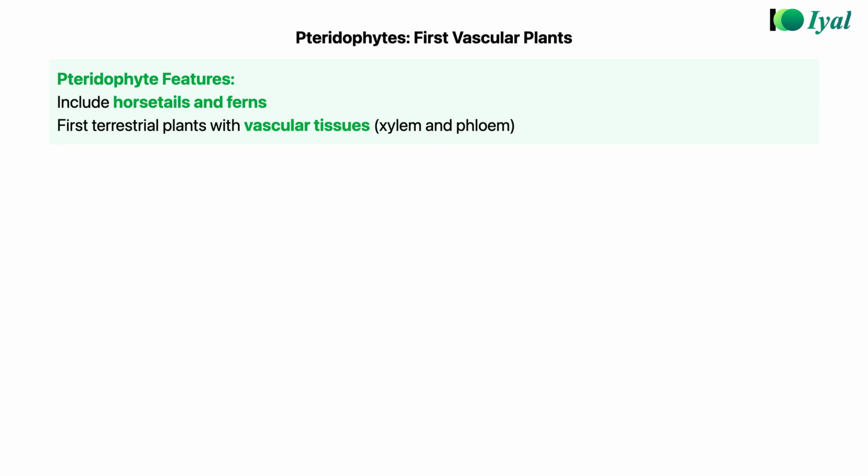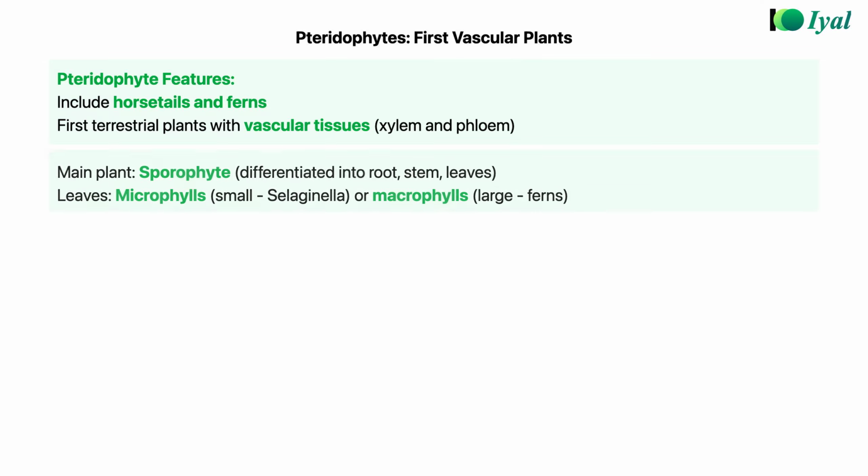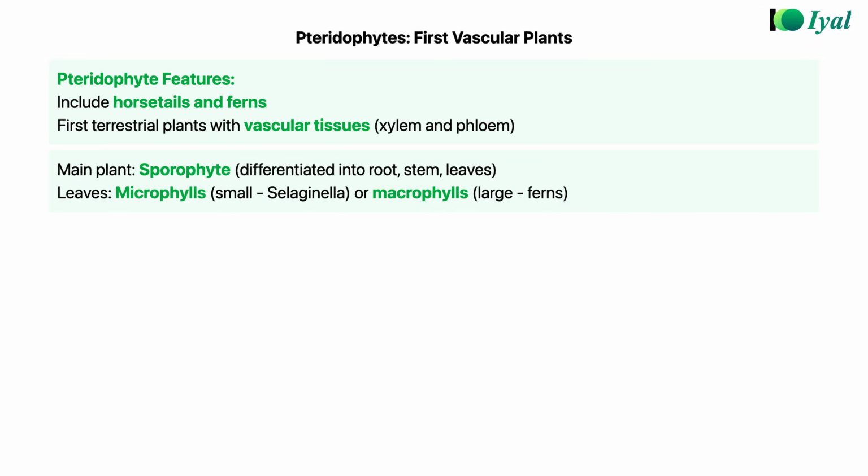The pteridophytes include horsetails and ferns. Here's what makes them evolutionarily significant. They're the first terrestrial plants to possess vascular tissues, specifically xylem and phloem. This was a major advancement that allowed plants to grow taller and transport water and nutrients more efficiently. Unlike bryophytes, where the gametophyte is dominant, in pteridophytes the main plant body is the sporophyte. And this sporophyte is differentiated into true roots, stems, and leaves, all with well-differentiated vascular tissues.